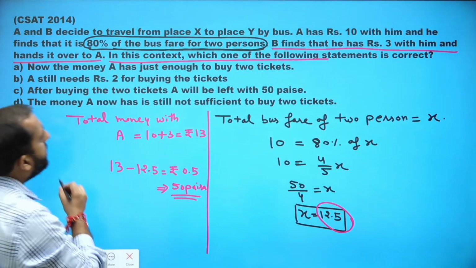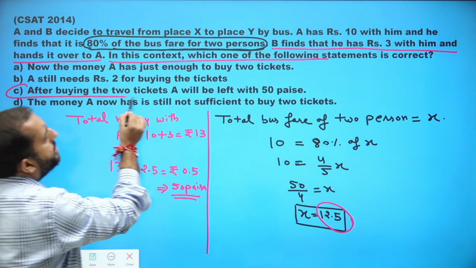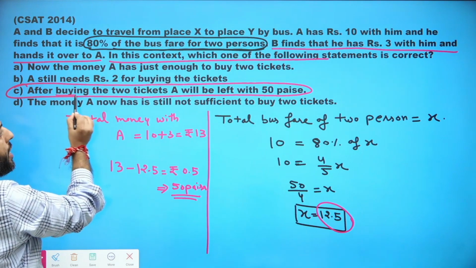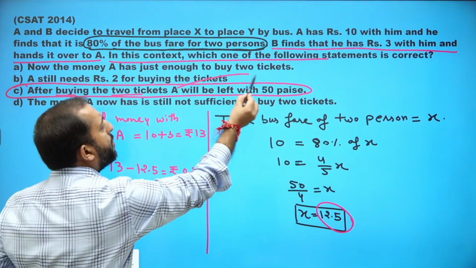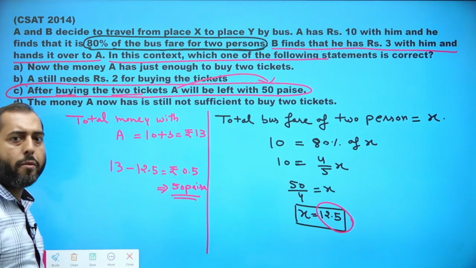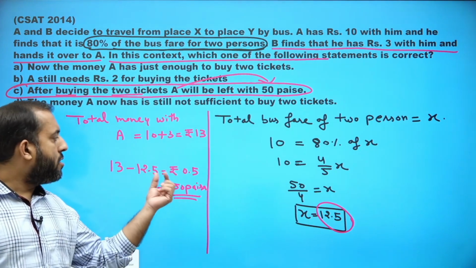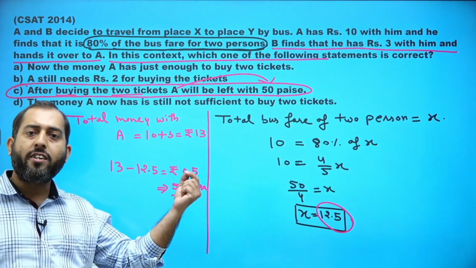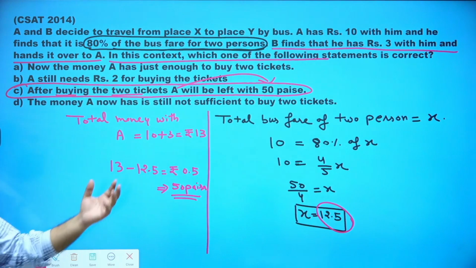So I can say option C is the right choice here, because after buying the 2 tickets, A will be left with how much more money? 50 paisa. 0.5 rupee is what? 50 paisa, because 1 rupee is 100 paisa. Kindly make a note of it.